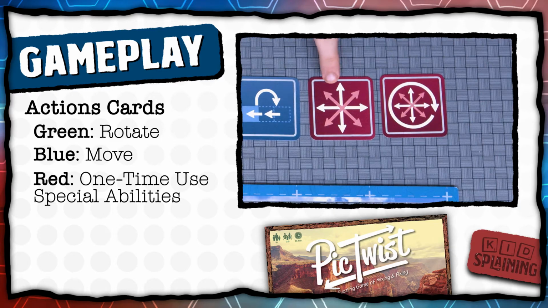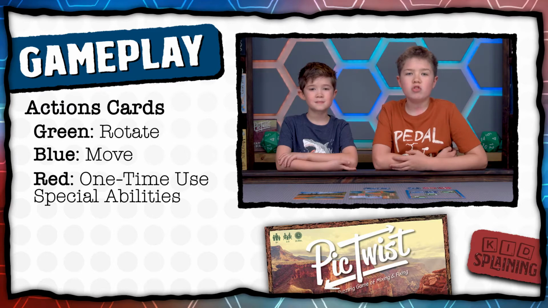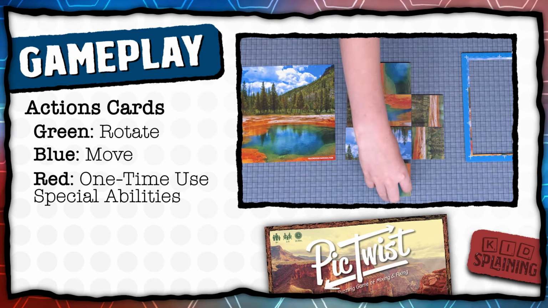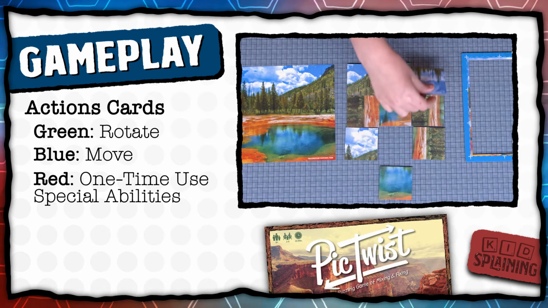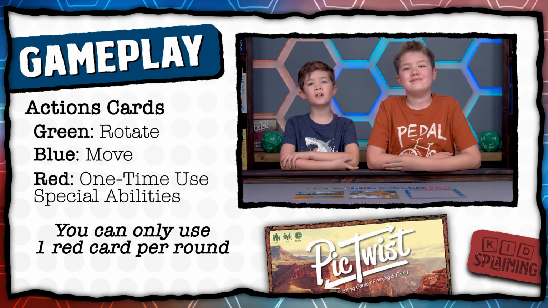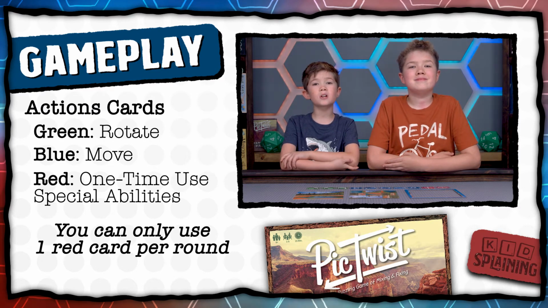This red card lets you swap any 2 tiles without rotating them, and this one lets you move and rotate one tile anywhere you want, but you don't get to rotate the tile you swap it with. So if I put this red card here, I can move and rotate this tile, but I can't rotate this one. You can only use 1 red card per round, and once you use that red card, you can't use it anymore during the game.